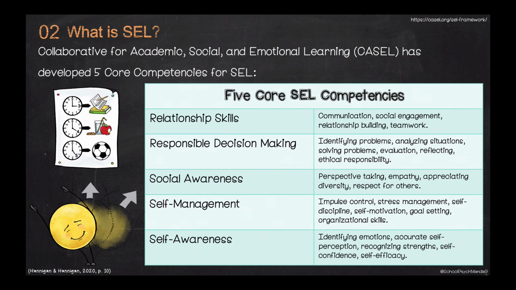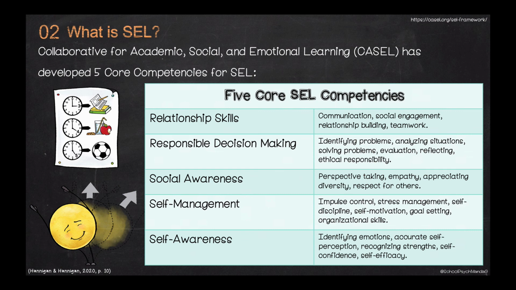Some of the factors or areas that fall under that: for relationship skills, we have communication and teamwork. Responsible decision making is helping our students to identify problems and evaluate problems that they might have. Social awareness is helping to improve students' ability related to perspective taking. So think empathy, teaching our students what it means to be empathetic, what it means to be compassionate, and to be caring towards others.